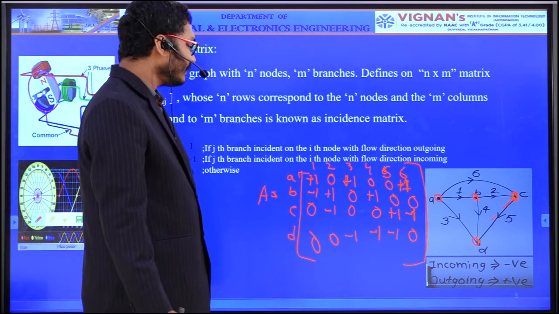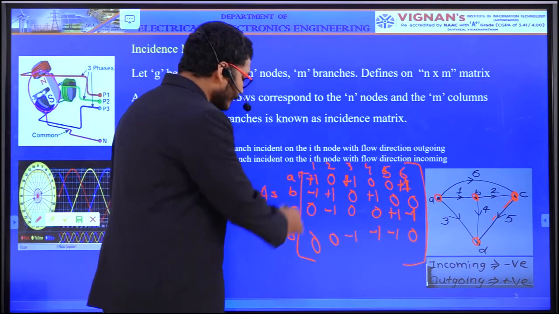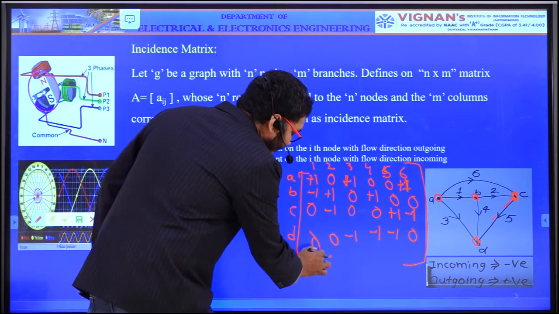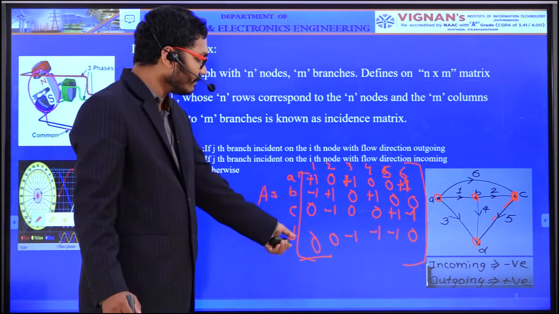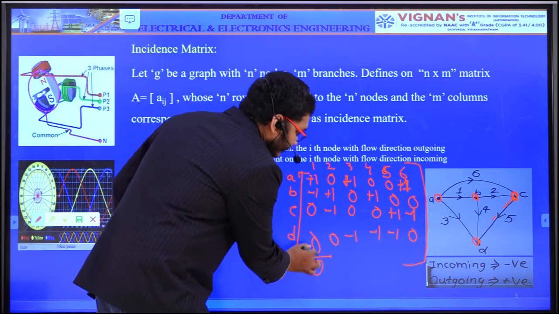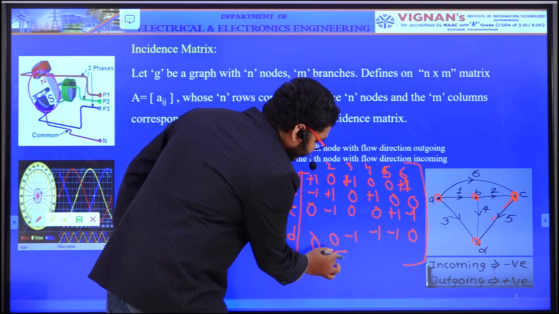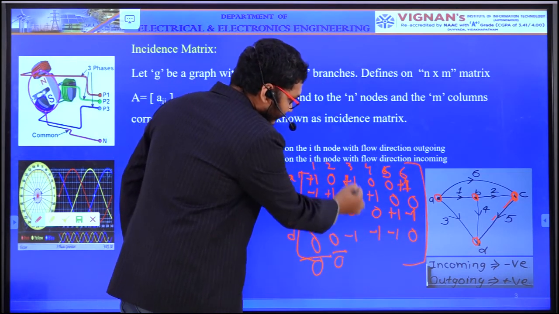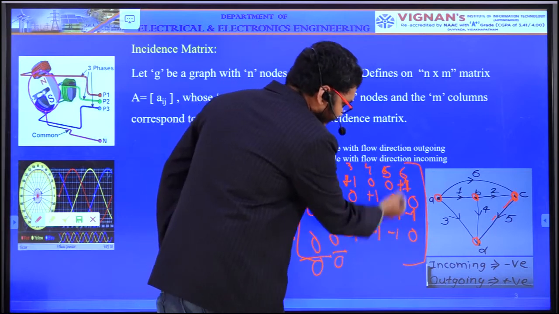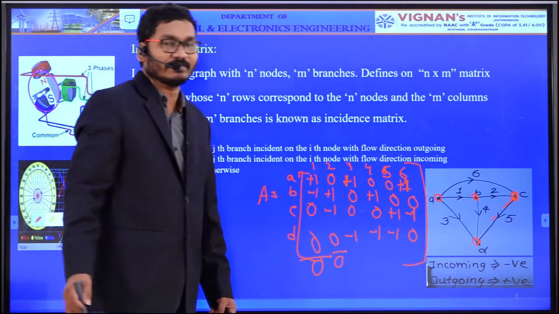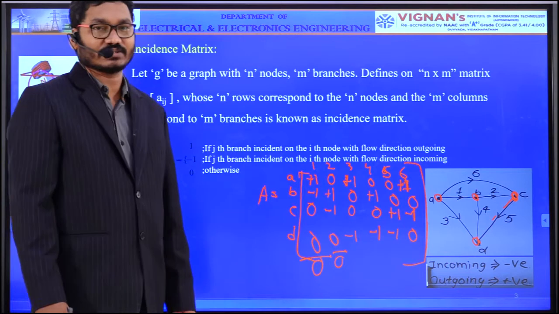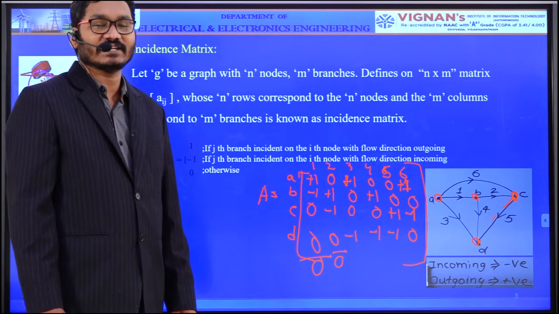Why are we calling it the complete incident matrix? If you consider any one column and add all its elements, definitely you will get zero. +1 -1 0, here also it is 0, +1 -1, all are zeros. If you add the elements of all columns, definitely you will get zeros. This we call the complete incident matrix.